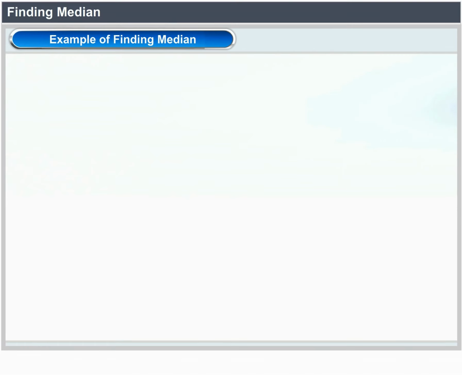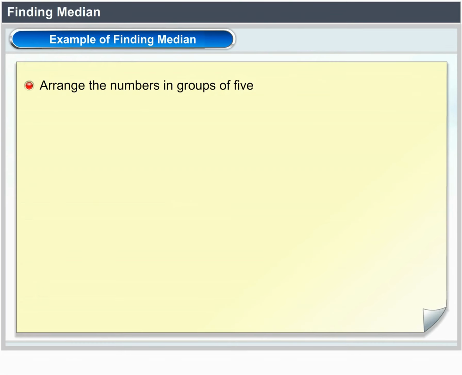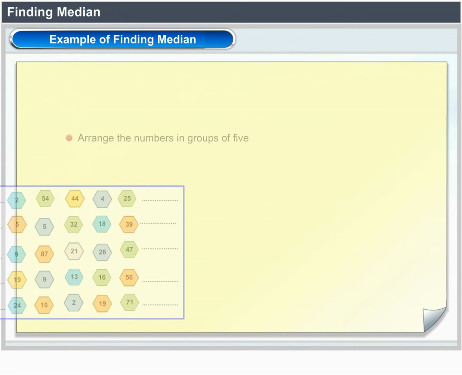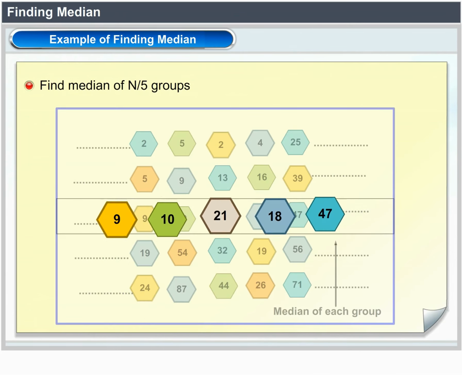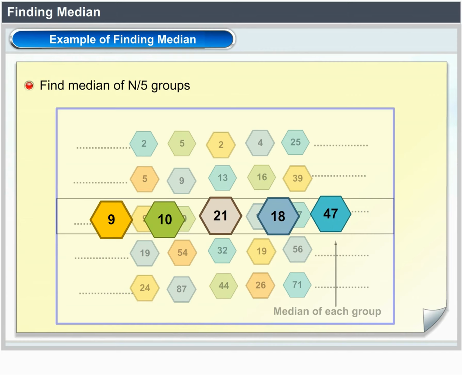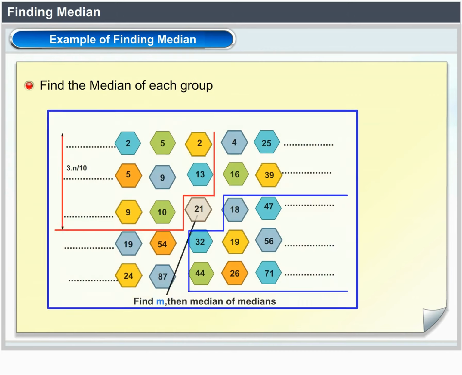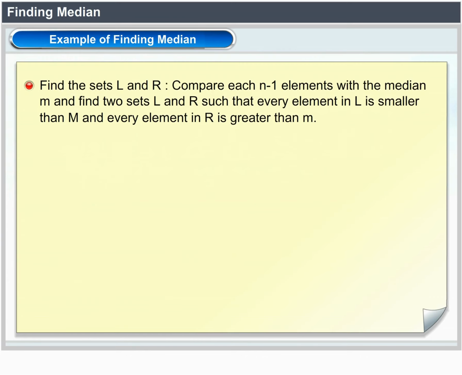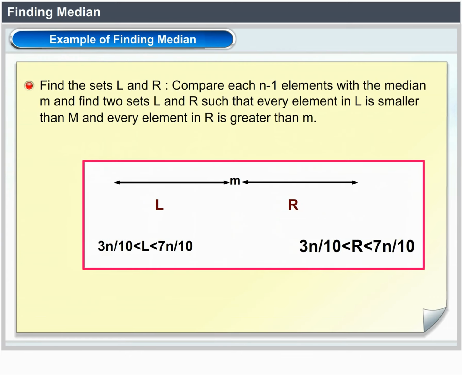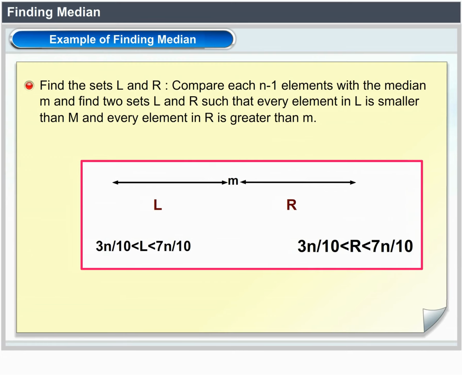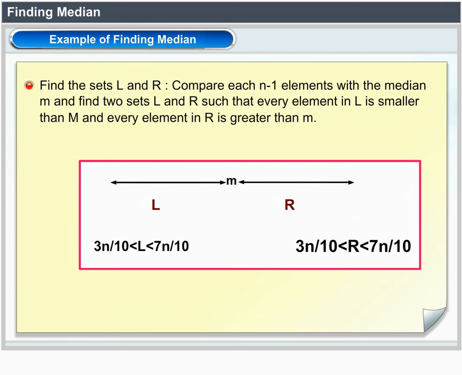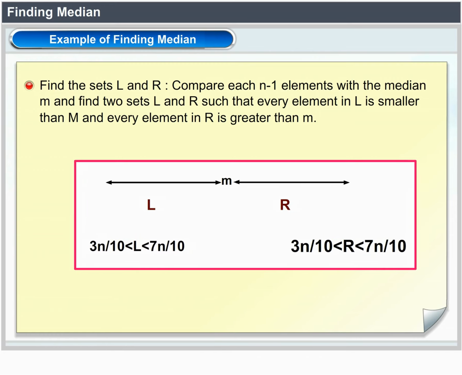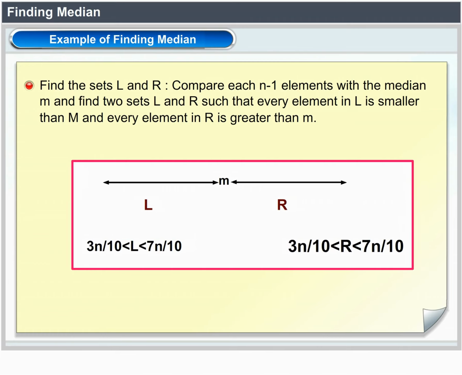Example of finding median. Arrange the numbers in groups of 5 is shown in this figure. Find median of n/5 groups is shown in this figure. Find the median of each group is shown in this figure. Find the sets L and R. Compare each of the n-1 elements with the median m and find 2 sets L and R such that every element in L is smaller than m and every element in R is greater than m.